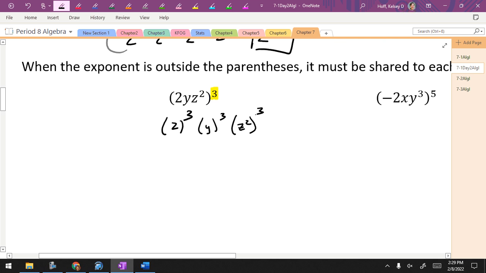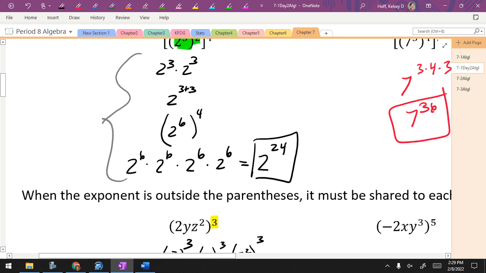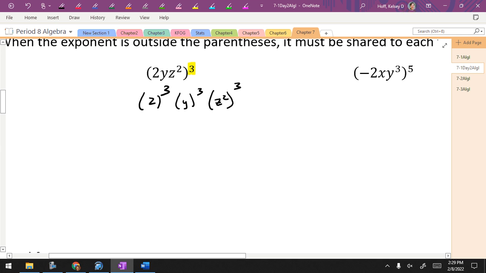When you're dealing with a coefficient, we're actually going to calculate what this is. Now listen carefully. 2 times 2, 4 times 2, 8. I'm actually going to calculate this because it's the coefficient in a monomial. Unlike up here, I don't really want to know what 2 to the 24th is. Follow me? Okay, so we have 8.